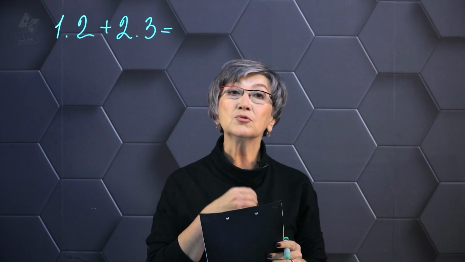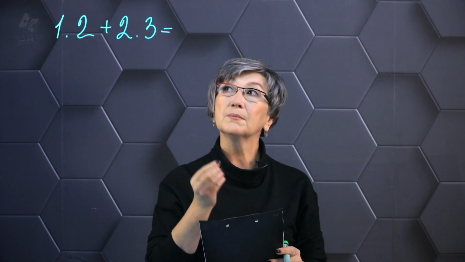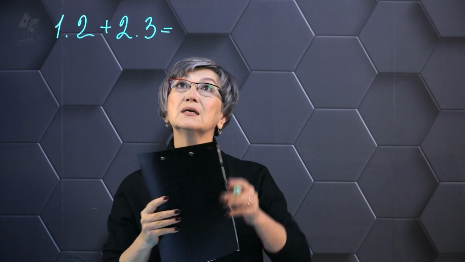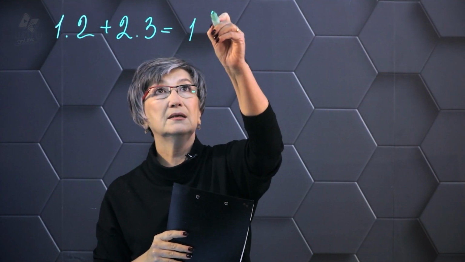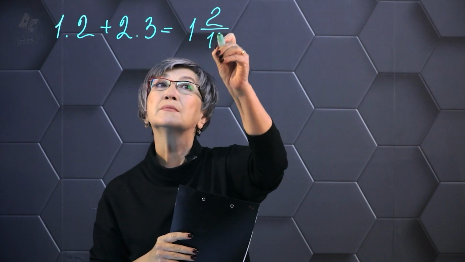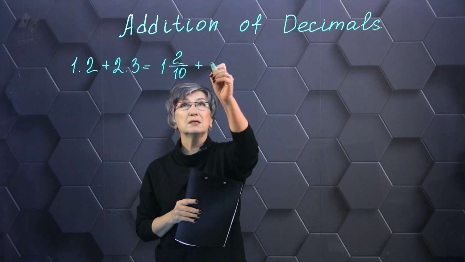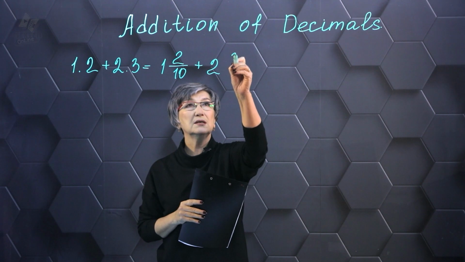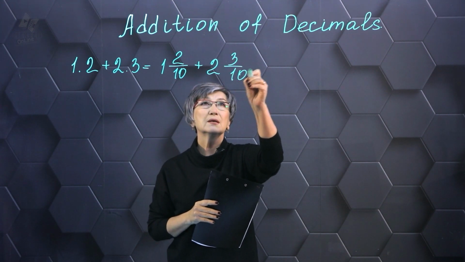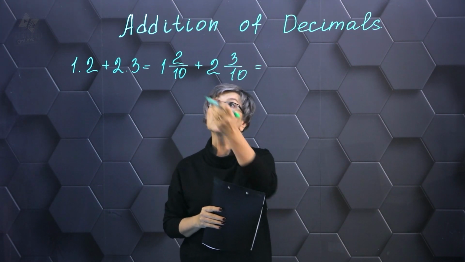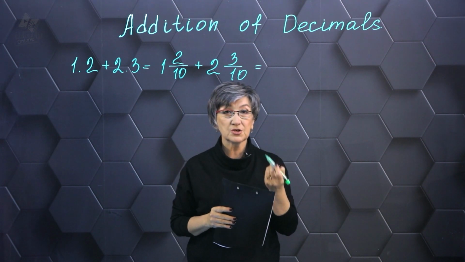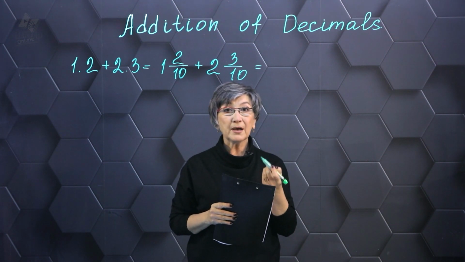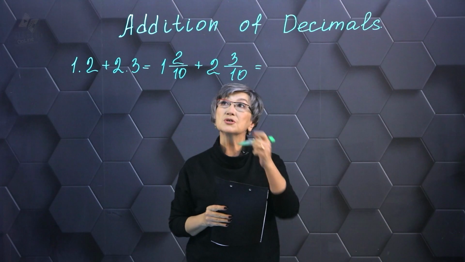We don't know how decimal fractions add up, but we know that I can write each decimal fraction as an ordinary fraction. So I will write 1.2 as 1 whole 2 tenths. And I will write 2.3 as 2 whole 3 tenths. As a result, I will get the addition of two mixed numbers. I will remember the rule on how to add two mixed numbers.